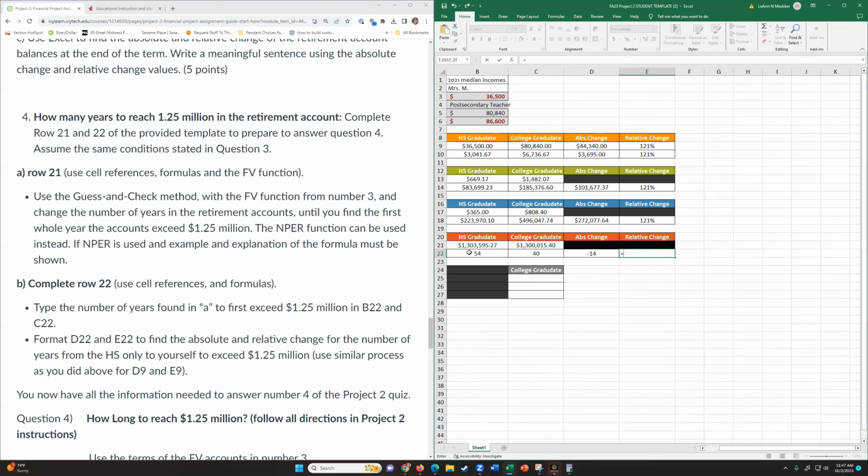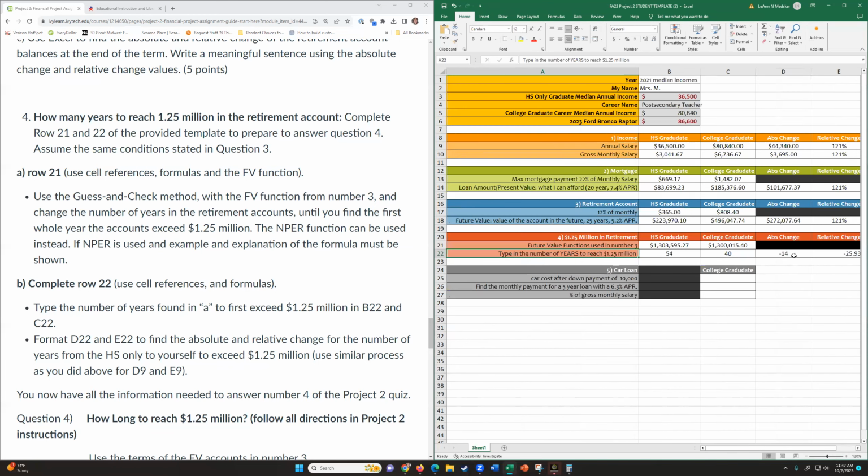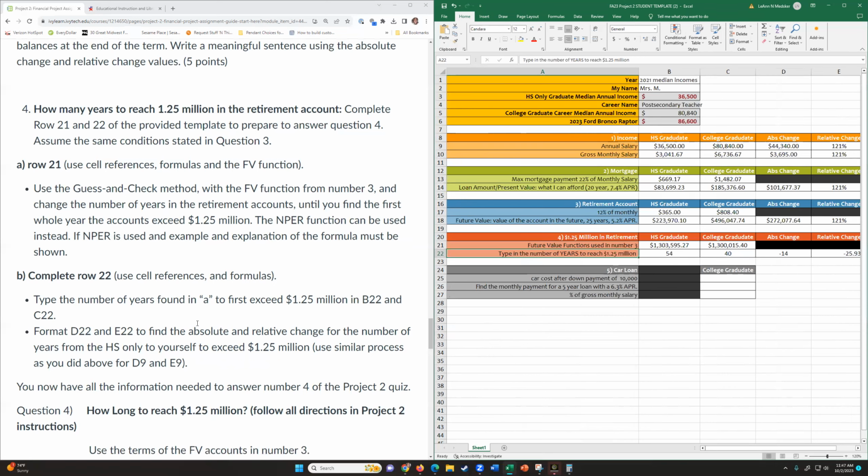Now that will be different for every single person. It depends on if your salary is higher than the high school graduate's or not. So that's going to be referenced based on your data that you find on that website. So equals the absolute change divided by the old, which would be the high school graduate. Notice I was able to get to that 1.25 million in 14 years less than the high school graduate, or it was like 26% less time to get to that. So that one's probably the only one that's very different and a little tricky.